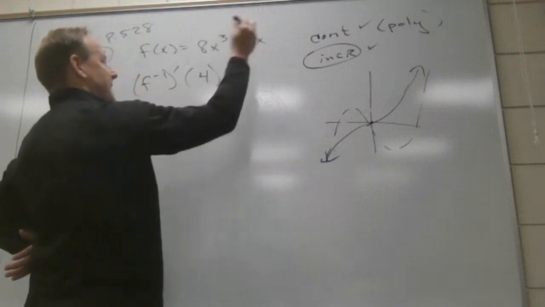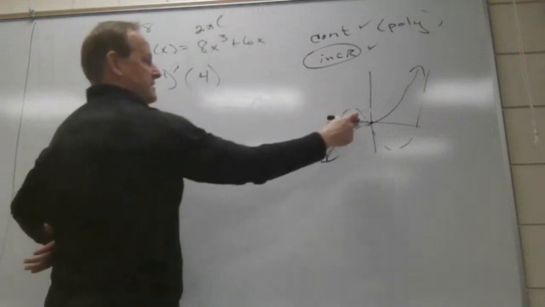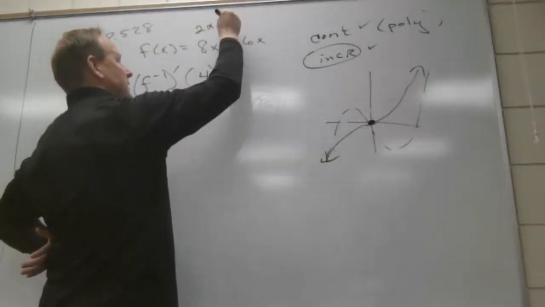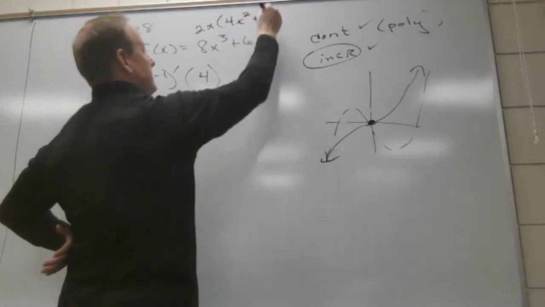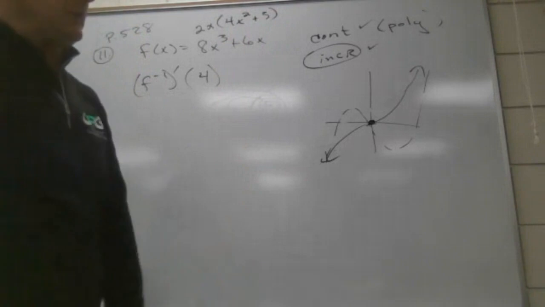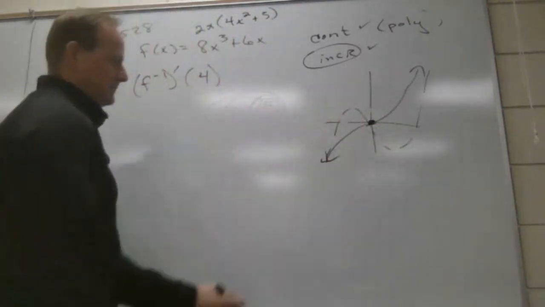But if I factored out a 2x, and that's where x is 0, so we know that's a root on there, what am I left with? I'm going to be left with 4x squared plus 3. And 4x squared plus 3 can never equal 0. So I'm never going to hit the x-axis again.